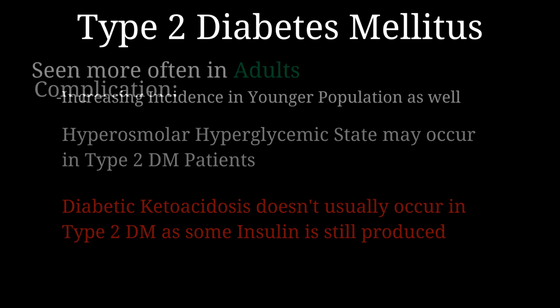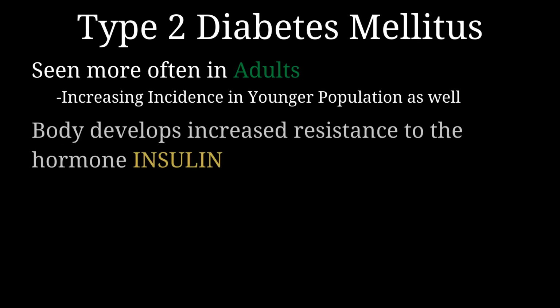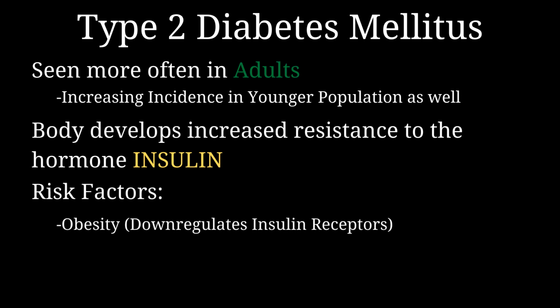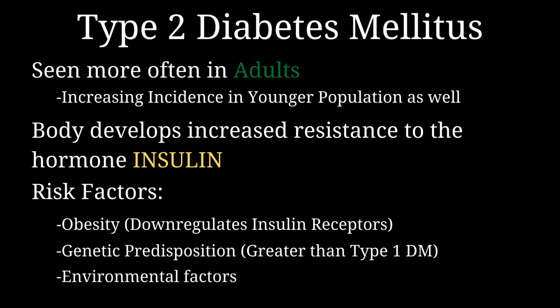So let's get started. Type 2 diabetes mellitus is seen more often in adults. However, recent data shows incidence of type 2 diabetes is also rising amongst younger population. In this condition, your body develops an increased resistance to the hormone insulin. Some high-yield risk factors include obesity, which causes downregulation of insulin receptors, thereby requiring more insulin to achieve the same effects. Genetic predisposition in type 2 diabetes mellitus is greater than type 1 diabetes mellitus. Environmental factors like sedentary lifestyle or eating junk food can also lead to type 2 diabetes.